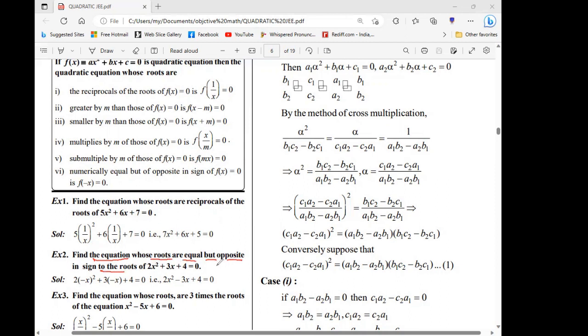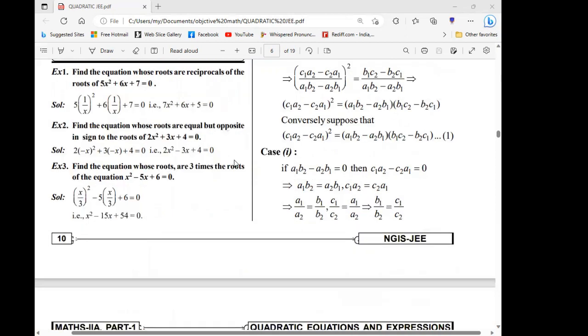Next, find the equation whose roots are equal but opposite in sign. That means just change x with minus x like this. f of x equal to 0 and f of minus x equal to 0. That means numerically equal but opposite in sign. Okay.